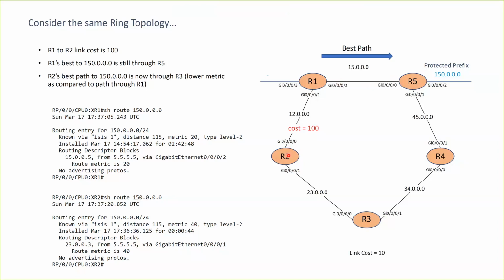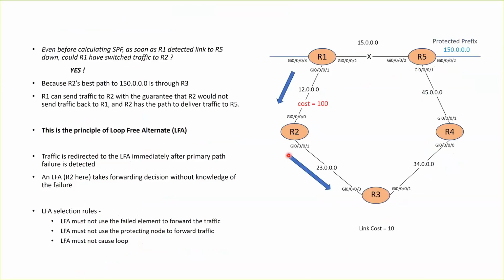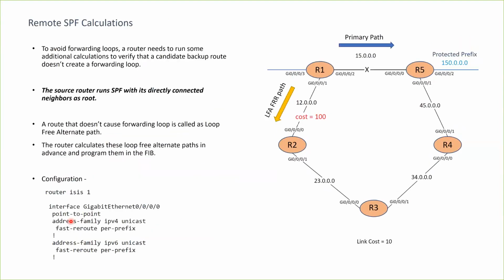Directly connected neighbors run SPF with them as the root and see if traffic is going to come back to me or not. If it is not going to come back to me, then you can send it. This is exactly what I've explained in the text. This is the principle of loop-free alternate, or LFA. Now, the LFA selection rules are just theory. When I send the PPT, you can read it, but the principle is this: the source router runs SPF with its directly connected neighbors as root, and figures out if the directly connected neighbor will send the traffic back to me or not.